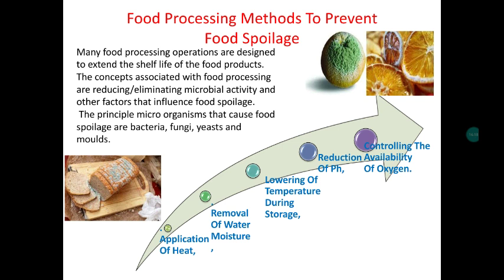Food processing methods to prevent food spoilage. There are some methods which prevent food from spoilage. Many food processing operations are designed to extend the shelf life of the food product, as I told you earlier. There are some factors which influence food spoilage. The principal microorganisms that cause food spoilage are bacteria, fungi, yeast, and molds.